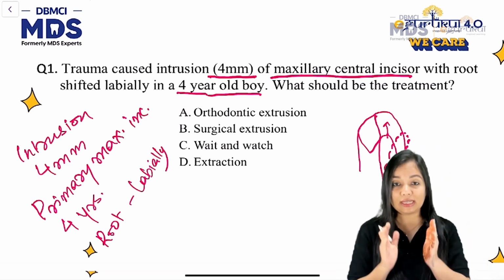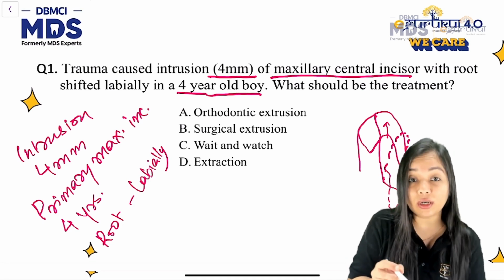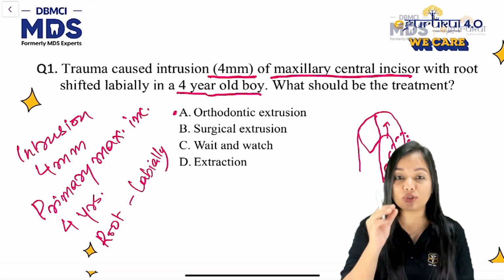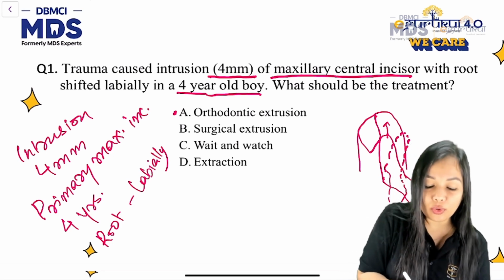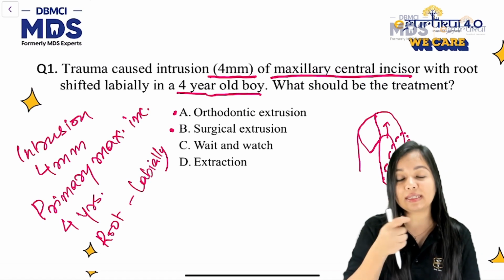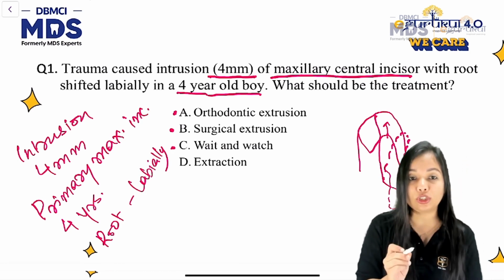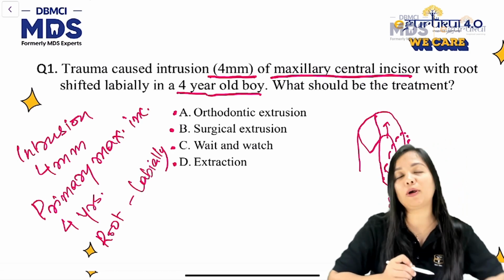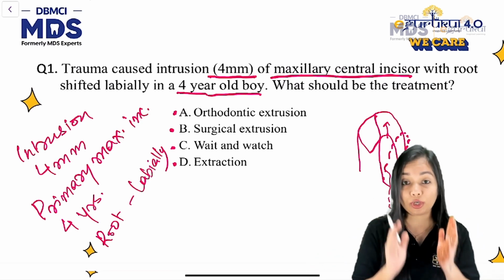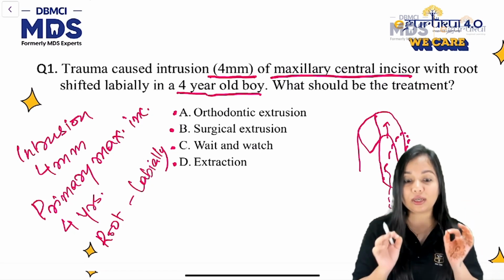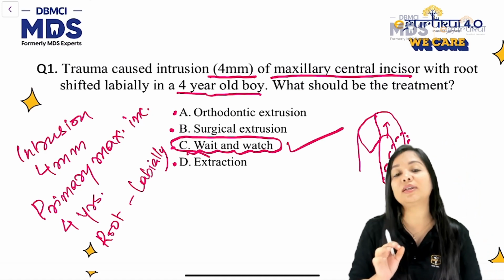So now you have this case, and what are you going to do with it? Option A says whether you are going to extrude the tooth orthodontically, pulling it orthodontically, or you're going to make an incision over there and surgically extrude the tooth, or you're going to just wait and watch, or you'll probably consider that it has done a lot of damage, so just pull it out or extract it. So what are you going to do? In this particular case, you are going to do nothing but wait and watch. So the correct answer here is wait and watch.